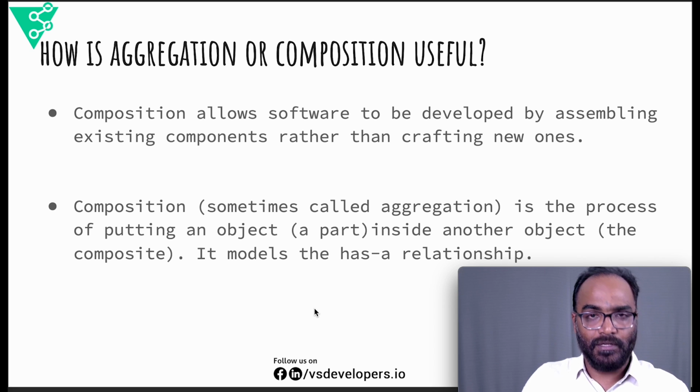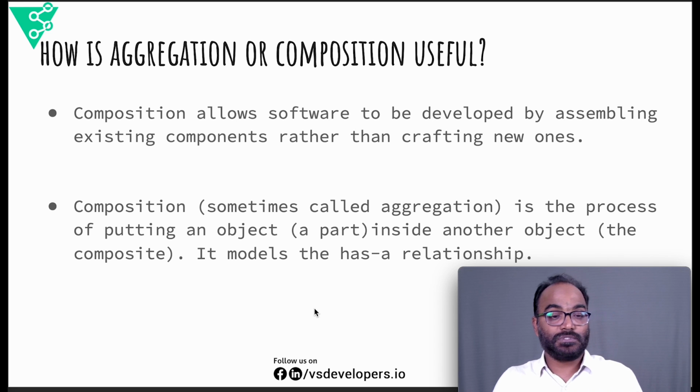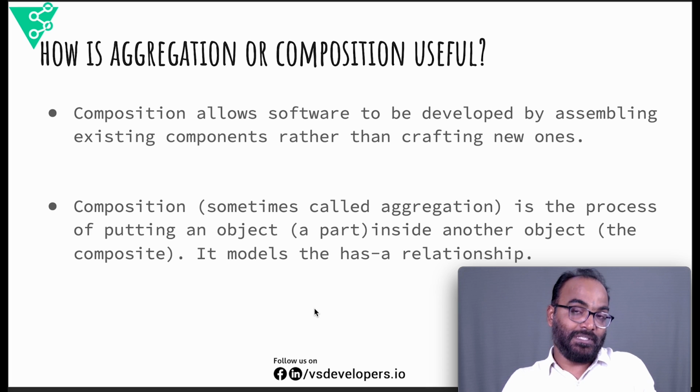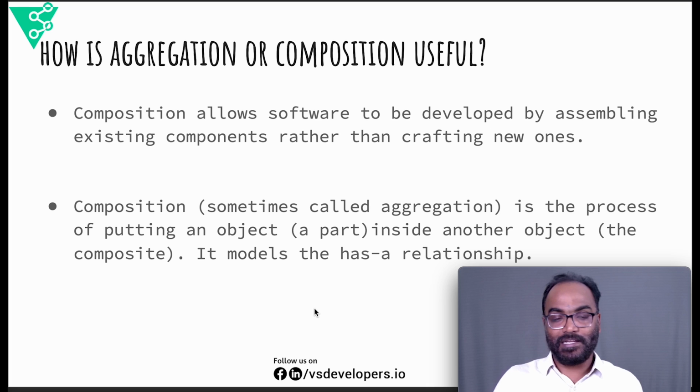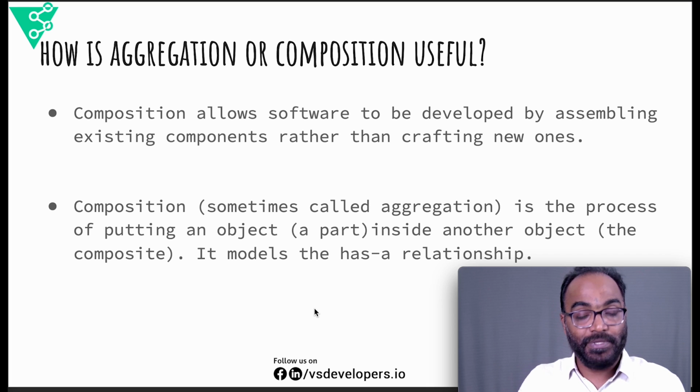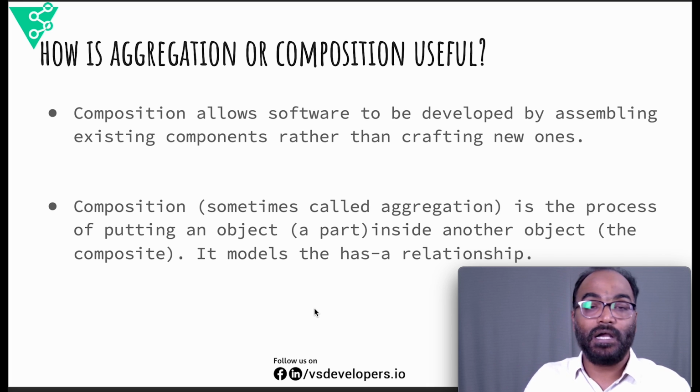Another word for composition is aggregation, which is the process of putting an object inside another object. So it composes one object into another, and it models the has-a relationship. Let us jump into the code and understand what we mean by it.